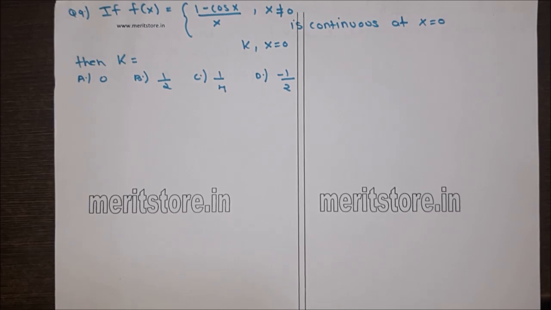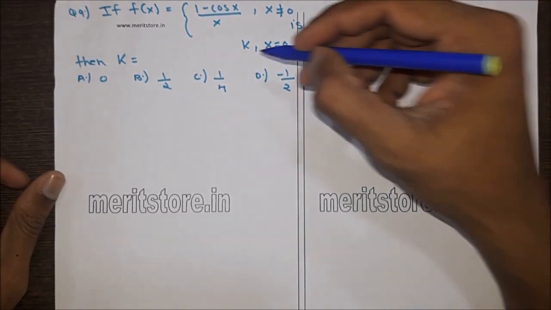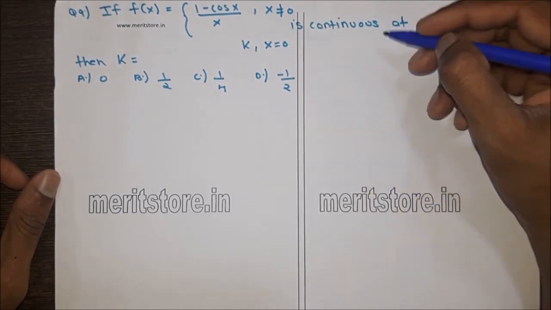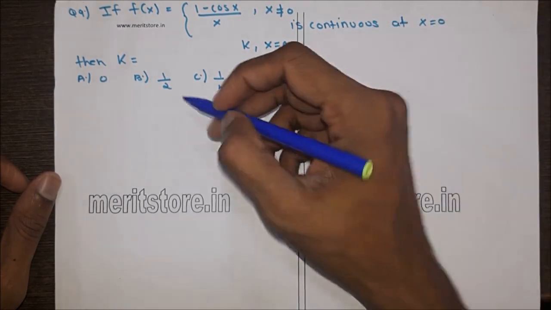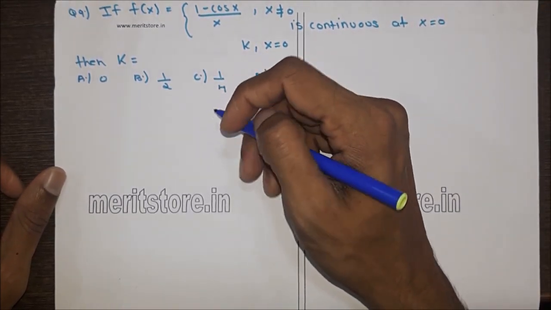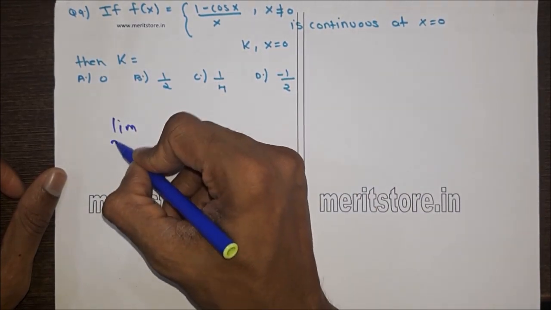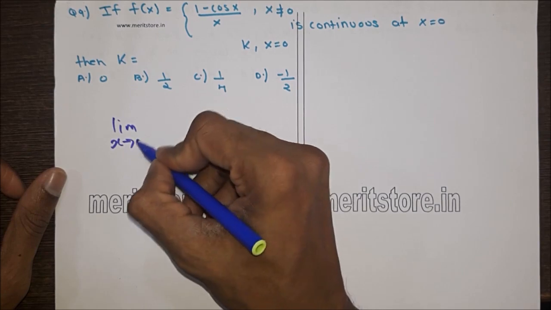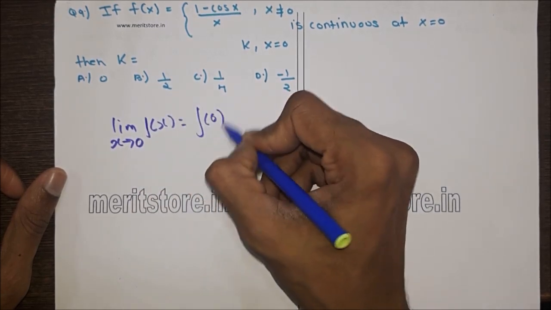Question 9. If f of x is equal to (1 minus cos x) upon x, where x is not equal to 0, and k, where x is equal to 0, is continuous at x is equal to 0, then k is equal to, we have given 4 options. Limit x approaches to 0 from the right hand side of f of x should be equal to f of 0.